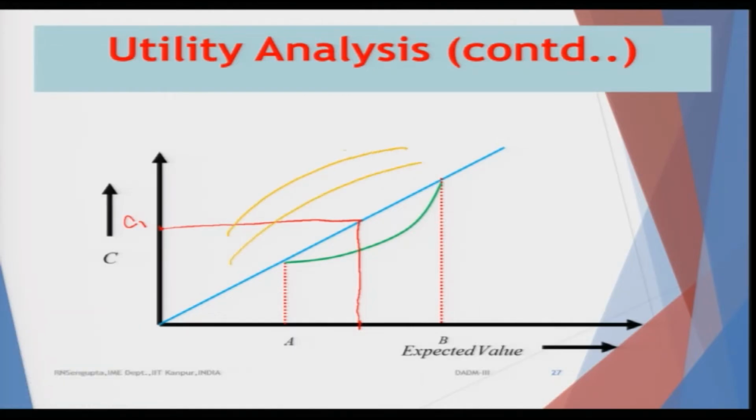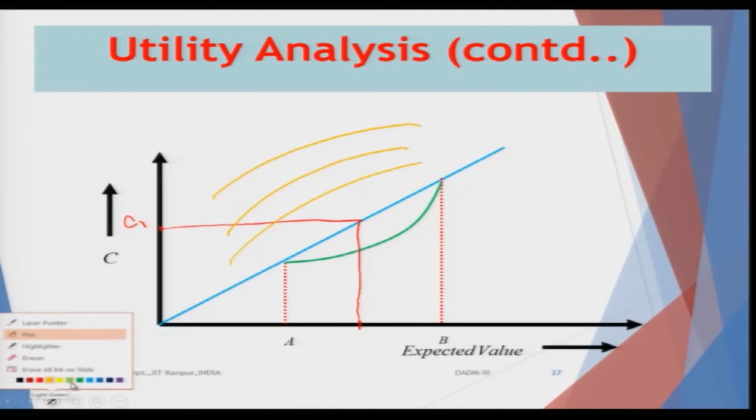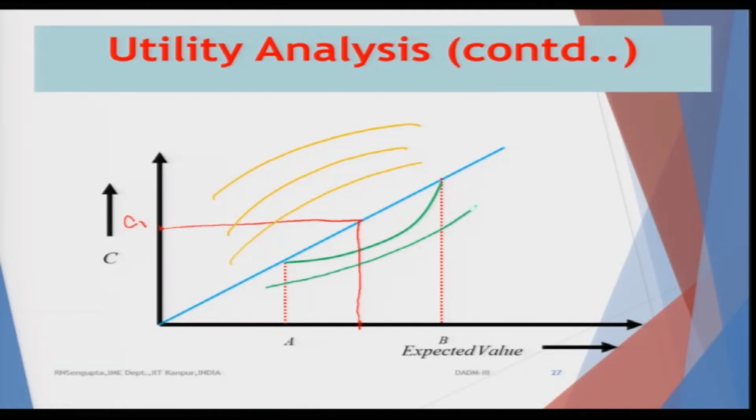So, the sets of graphs which are here and the sets of graphs which are here would basically portray two different concepts. In one case the person is risk averse, in another case the person is a risk lover. So, in one case you want to avoid, and in another case you want to take that risk.